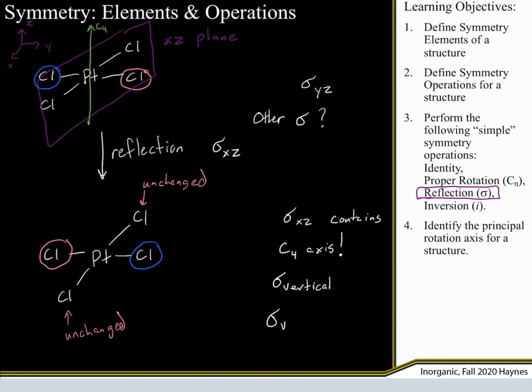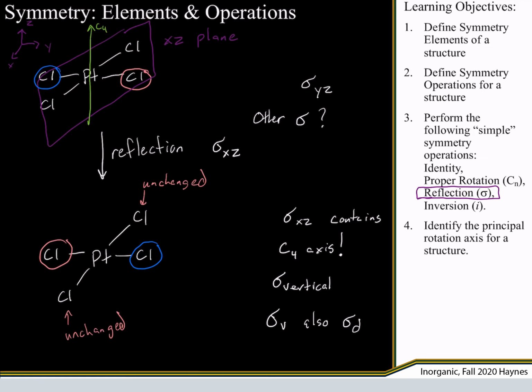There's also another label, and we'll talk about this more when we get some practice where we can see it, that is sigma d. These are dihedral, and these also contain our principal rotation axis. By contrast, if I'm saying that this is a special type of mirror plane, then we have to have something that doesn't contain our principal rotation axis.